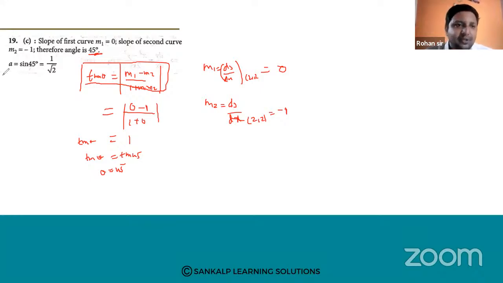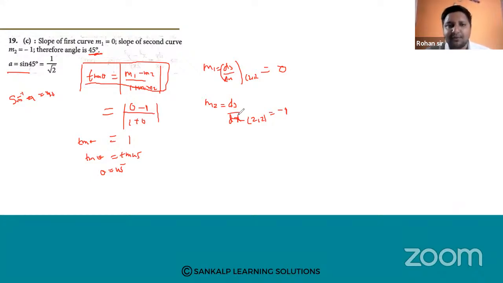Once we get this 45, we know sine inverse a is equal to the angle, so 45. Or a will be equal to sine 45, and sine 45 we know the value is equal to 1 upon root 2. So option C is the right answer. The first question we discussed was on rate measure, the second question we solved on increasing decreasing, and this third question is from normals and tangents. Now we will discuss the next question.